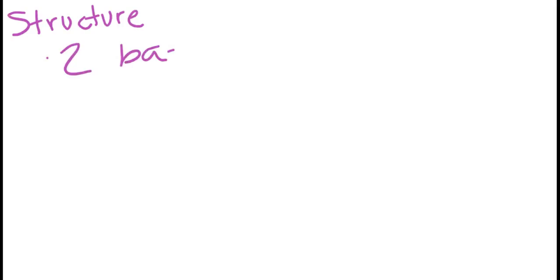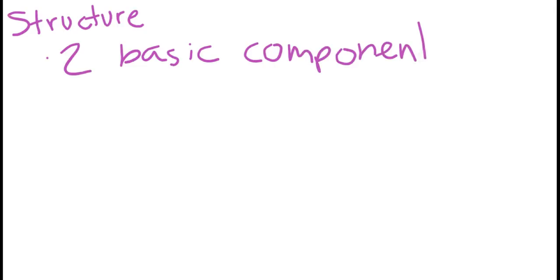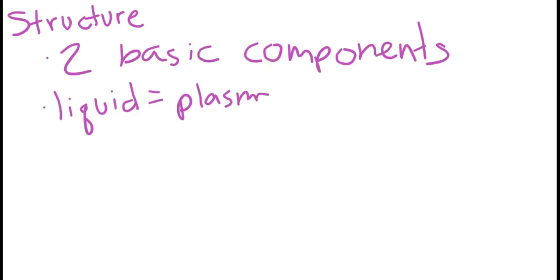Alright, so the structure of blood. We're going to talk about what it's made of. Alright, so structure. First is that blood is made of two basic components. So it's divided into two categories. The first is the liquid part of blood, and this is known as the plasma, and this makes about 55% of blood.